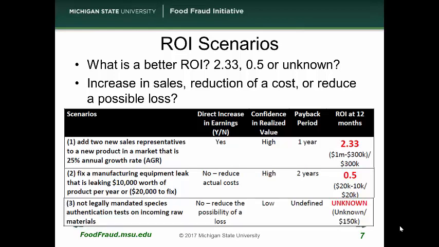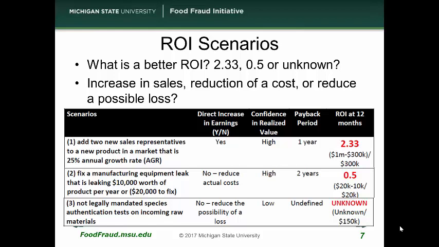Third scenario, not legally mandated species authentication tests on incoming raw materials. So this is reducing a vulnerability. This is looking at a risk of a recall because of food fraud occurring. Direct increase in earnings, yes or no? No, it's not a direct increase in earnings. It reduces the possibility of a loss.